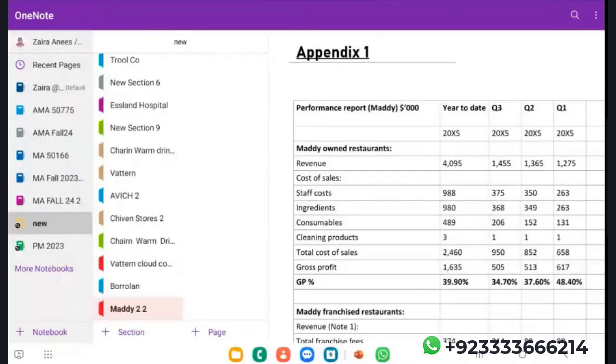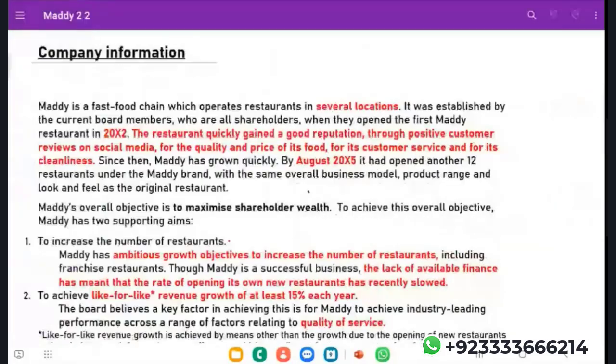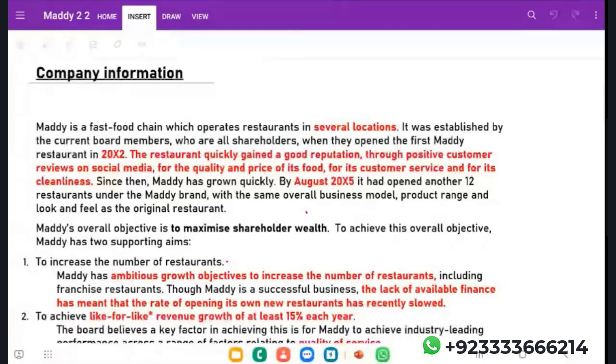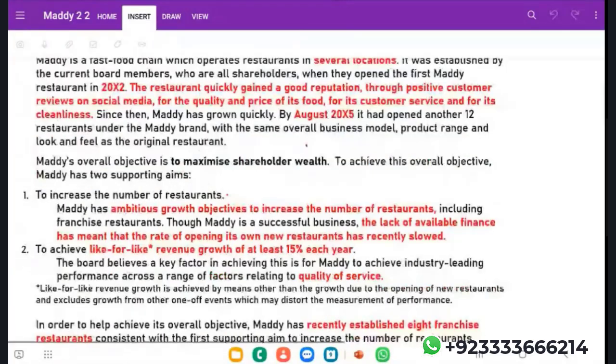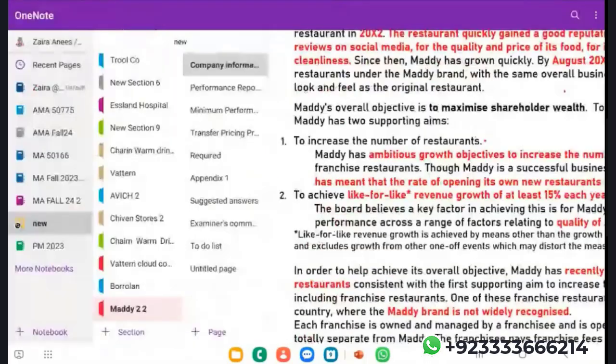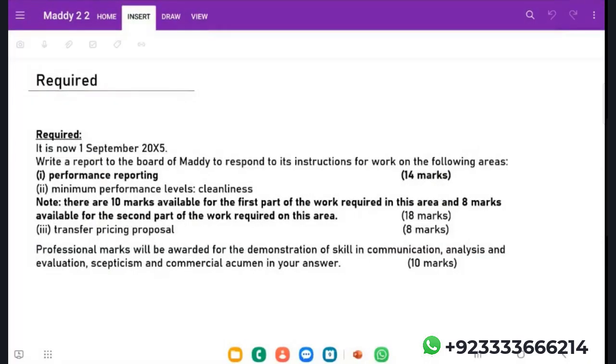Yes, it should be. Yeah. So this is basically a Medi company which has been examined, I think, in December 2022. And it's a good question because it has a lot of things to be discussed with respect to the performance measurement report. So let's see what requirements we have in the performance measurement report.